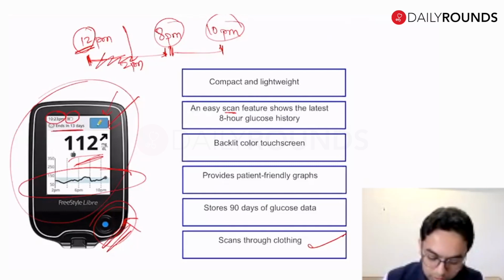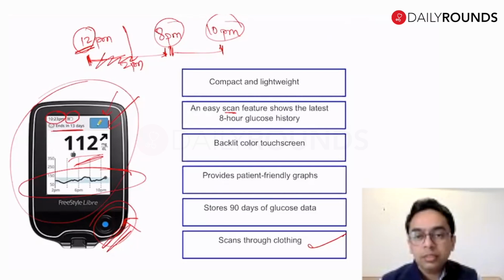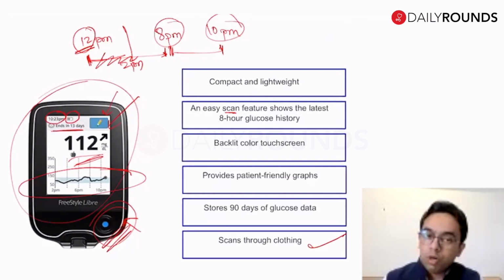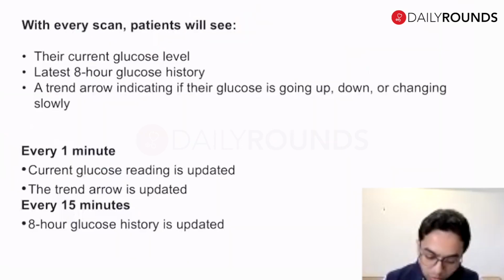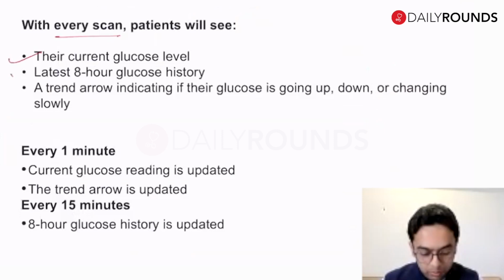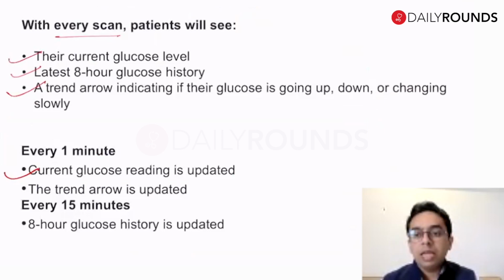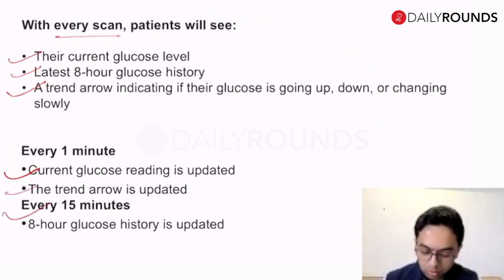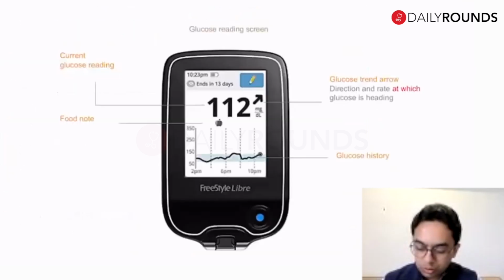And then you have this one line here, ends in 13 days. That means your sensor, it will work for next 13 days. That is what it is showing, the remaining time for the sensor. Okay, so with every scan the patient will have their present glucose, the past 8-hour history, the trend arrow, and every 1 minute the trend is updated if the patient scans, and every 5 minutes the data is stored for the Pro version, and every 15 minutes for the Libre version if the patient does not scan also. Okay, so this is what is happening with these two versions.